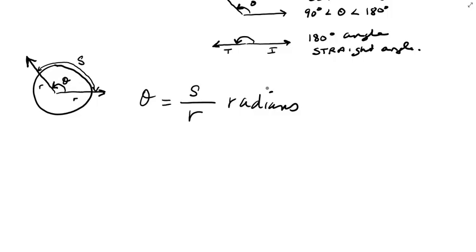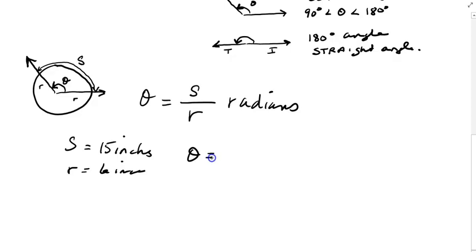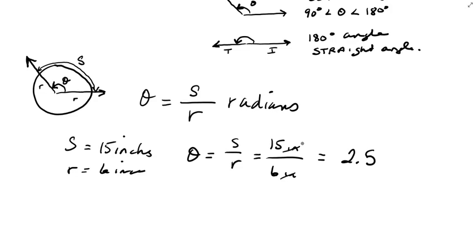So, for example, let's suppose we had an arc length of 15 inches and a radius of 6 inches. Given the arc length and the radius, we could determine that the angle is simply S over R, which would be 15 inches over 6 inches, or 2.5. Now notice there's no measurement for radian. The inches cancel out. We do not have a symbol to represent radians.